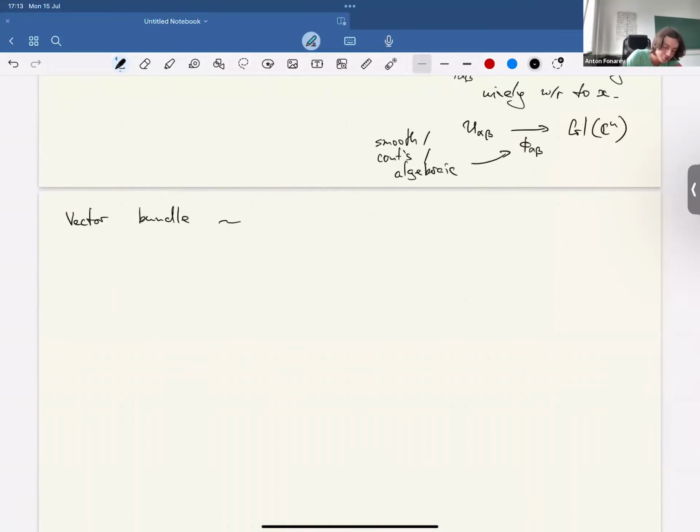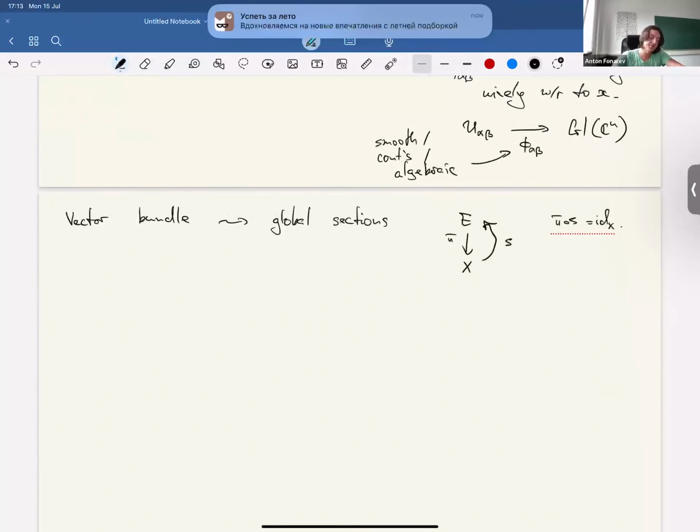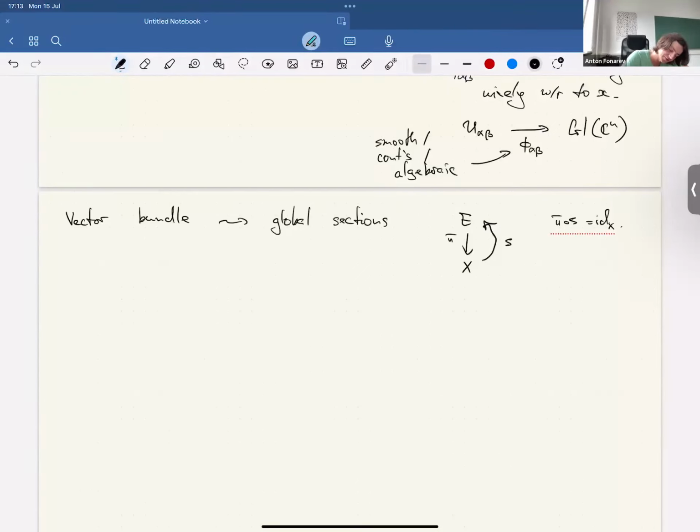the first thing you associate is global sections. And this is the most important thing that you want to compute in all the applications. So again, I suspect that these sections correspond to some physical fields or other things. But basically, a global section is nothing but a section, which is a map from here to here, S, with the property that phi composed with S equals the identity map of X. And the first thing that you realize is that, for instance, global sections form a vector space.